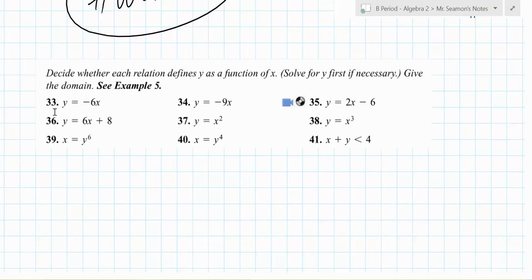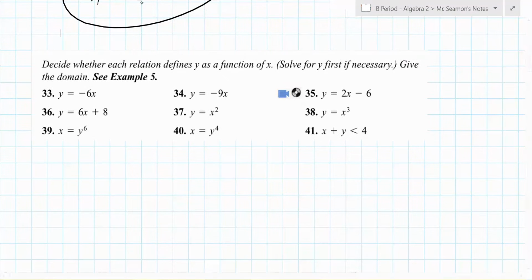Which defines y as a function of x? How do you know if something defines y as a function of x? What does that mean? Is y isolated? Yes, and it's dependent on x. Correct. You plug in something for x and you get y out, right?